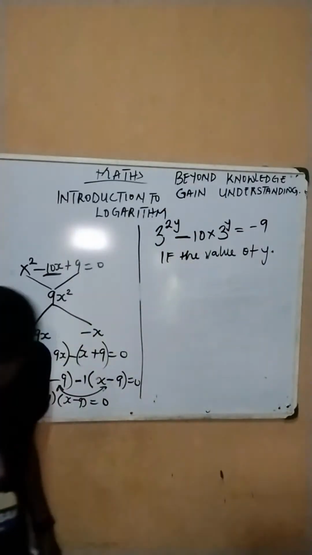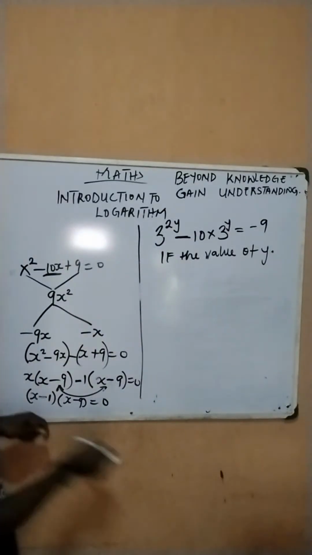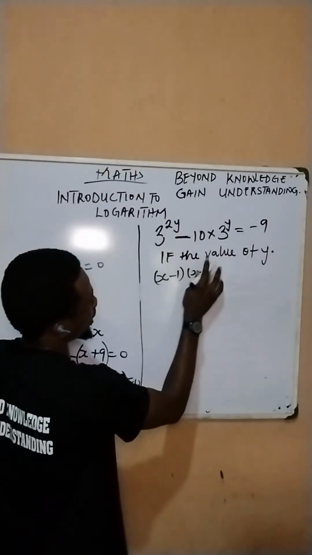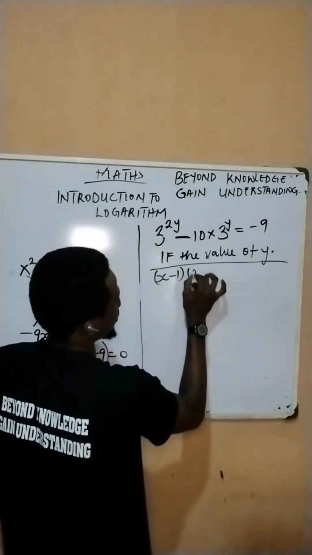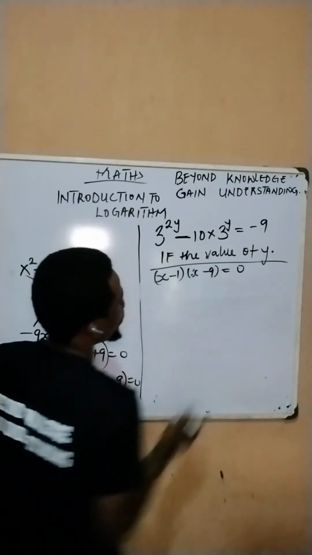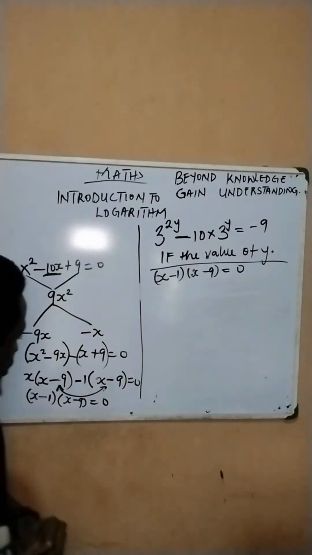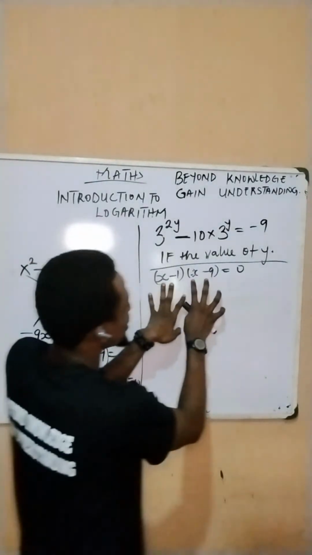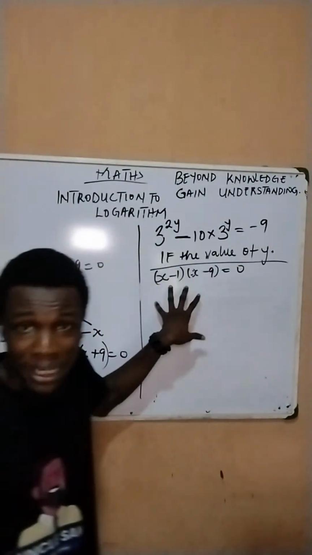So this is what we have at this point. If this is what we have, it simply means that x minus 1 and x minus 9 equal to 0. And if it's equal to 0, this is what it simply means. Because these two things are together, it simply means that they are multiplying themselves.